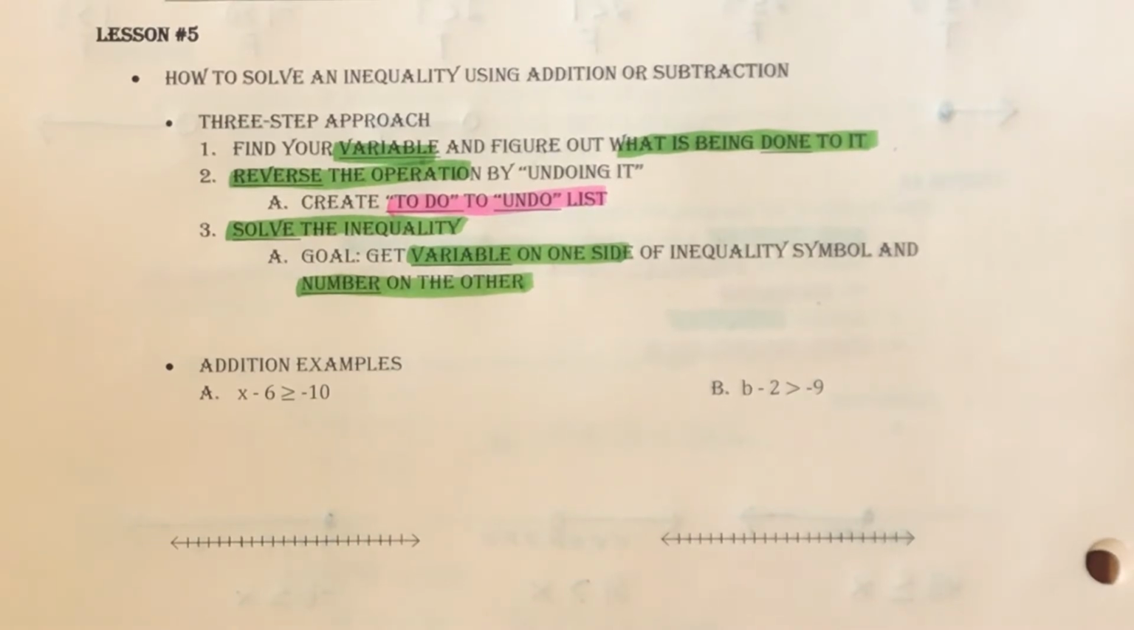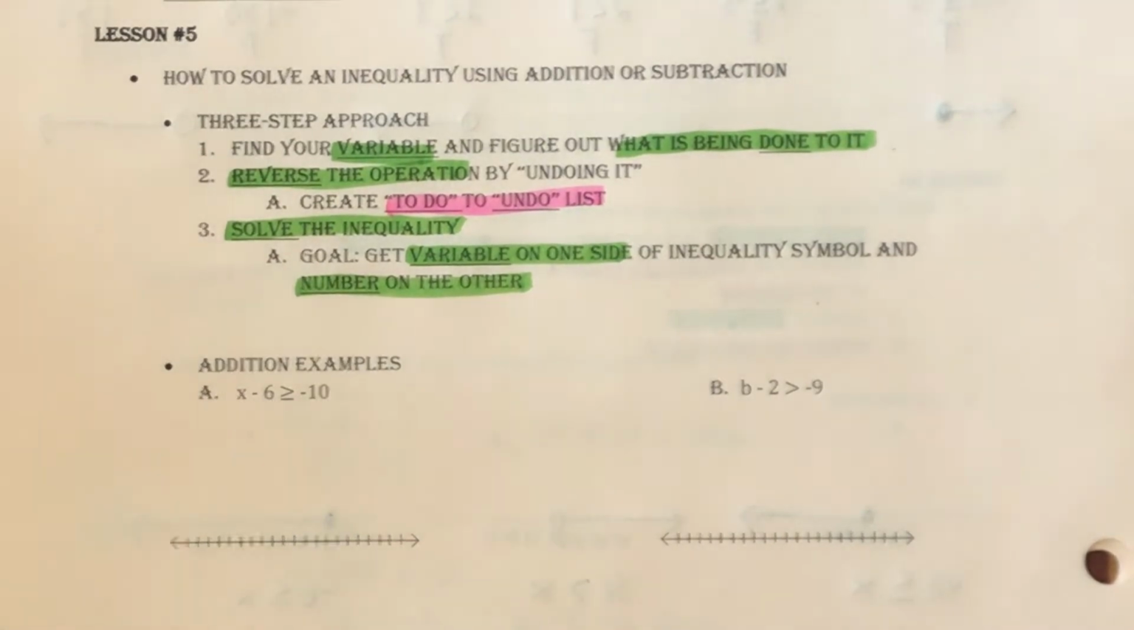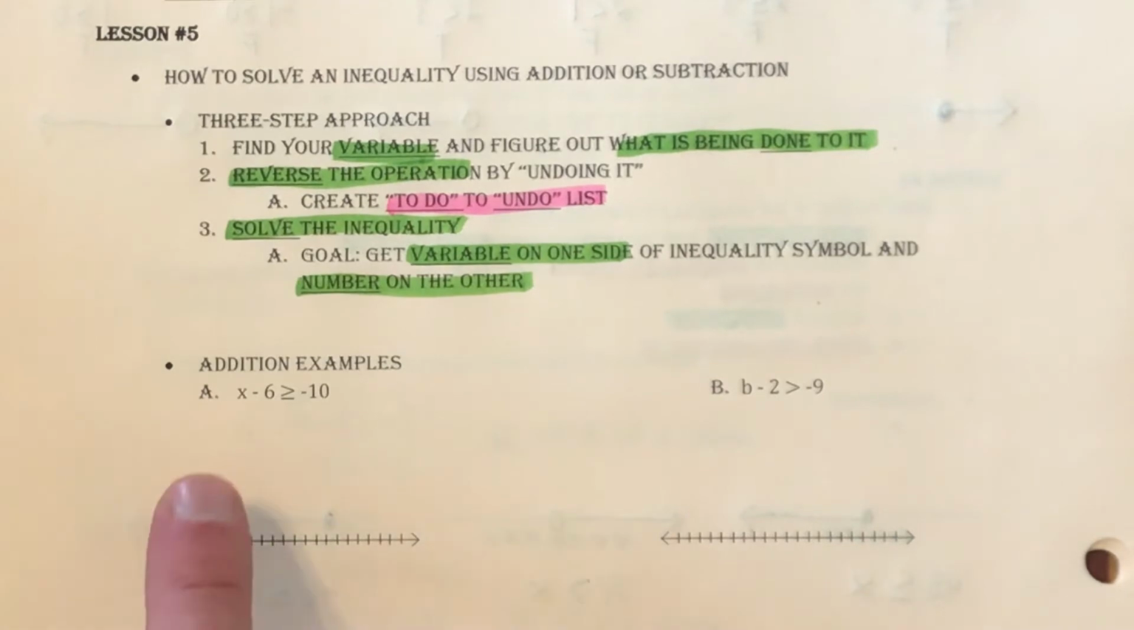So that's really our process that we're going to follow. And so this will be used consistently when we're solving linear inequalities. So we're going to go through those 3 steps consistently. All right, well, let's take a look at 3 examples then, and we're going to start with some addition examples. So I've got example A here, says x minus 6 is greater than or equal to -10.